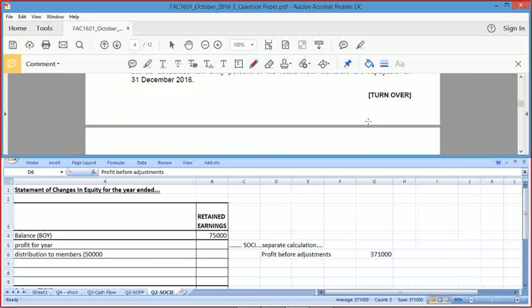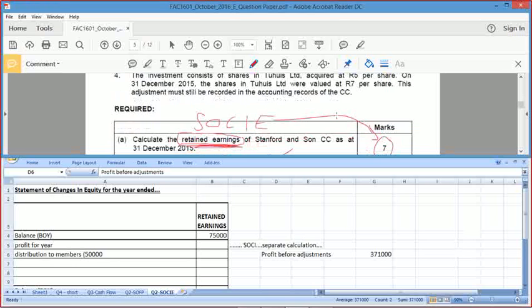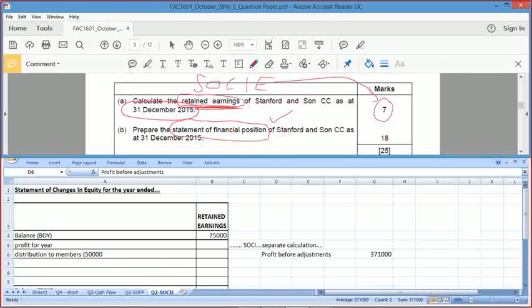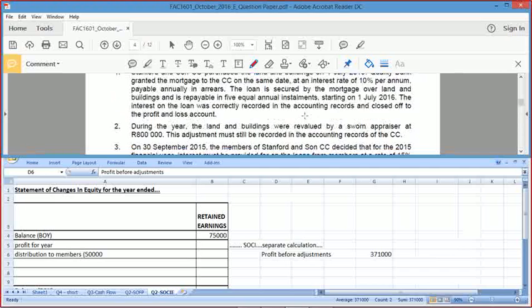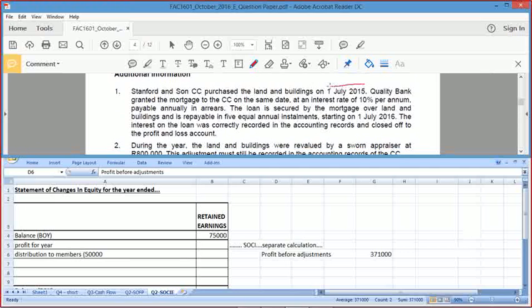Quality Bank granted the mortgage to the CC on the same date at an interest rate of 10% per annum, payable annually in arrears. At 10% obviously. The loan is secured by the mortgage over land and buildings and is repayable in 5 equal annual installments starting on the 1st of July 2016. So, okay. The interest on the loan was correctly recorded in the accounting records and closed off to the profit and loss account.